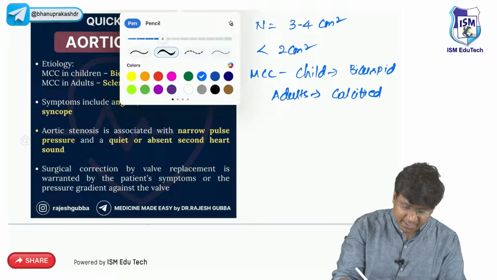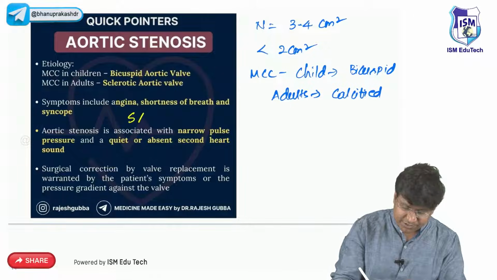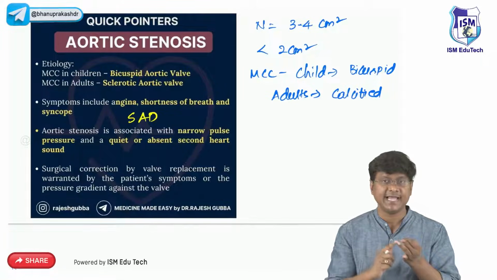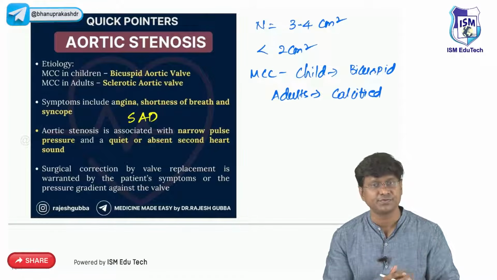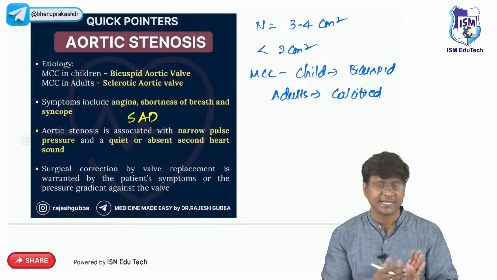Now, what is the triad in patients with aortic stenosis? That is SAD: syncopal attack, angina, as well as dyspnea. Why is it that they will have a syncopal attack? Due to decreased cerebral perfusion, because there is aortic stenosis, so cardiac output will be reduced.